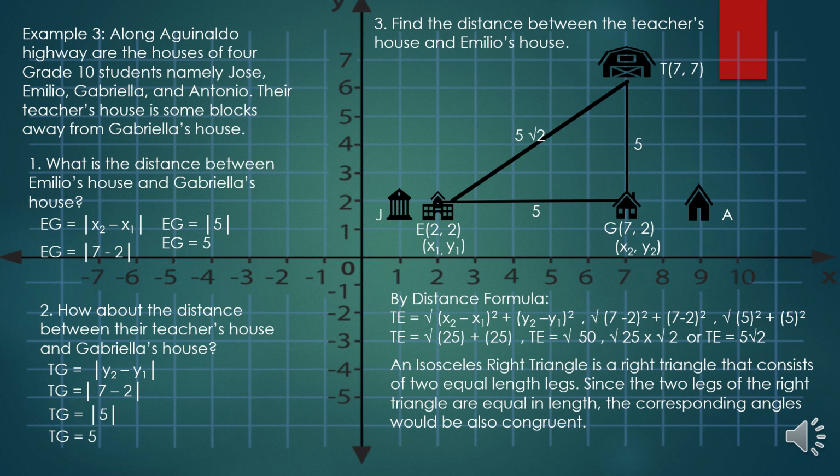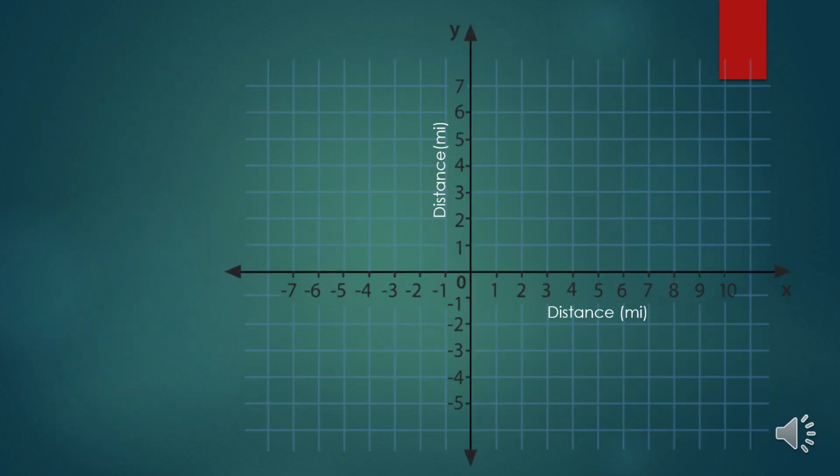So from the definition, an isosceles right triangle is a right triangle that consists of 2 equal length legs. Since the 2 legs of the right triangle are equal in length, then the corresponding angles will also be congruent.